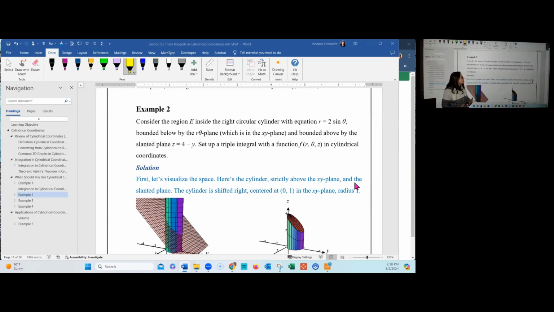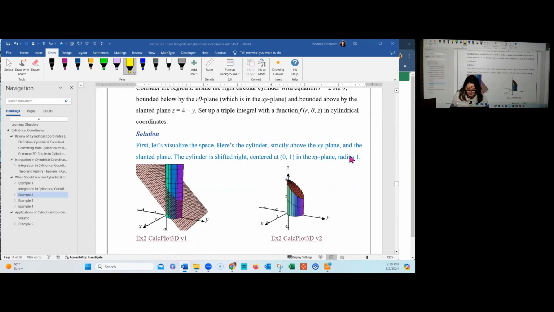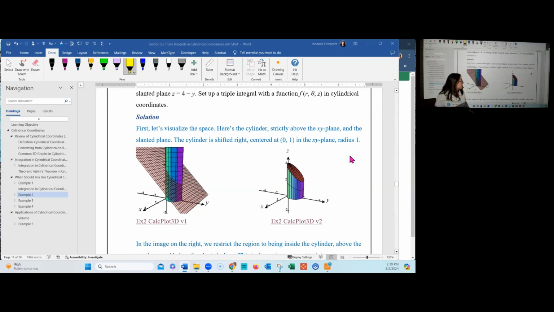Our solid, E, is represented by the region inside a right circular cylinder with equation r equal 2 sine theta, bounded below by the r theta plane, which is really just the xy plane, and bounded above by the slanted plane z equal 4 minus y. Let's take a look at a picture so we can get a better understanding of what we're looking at.